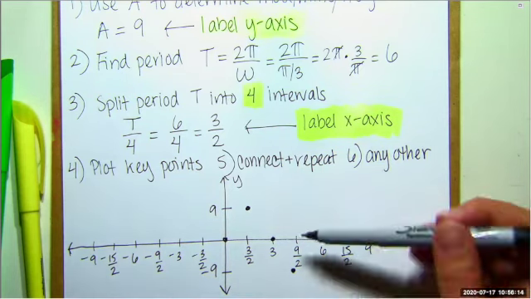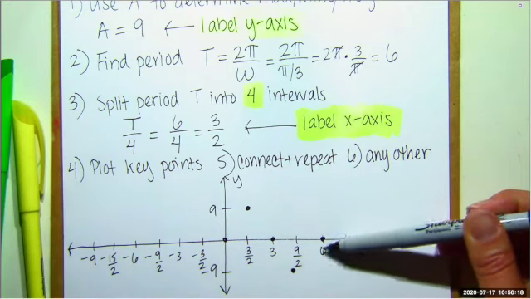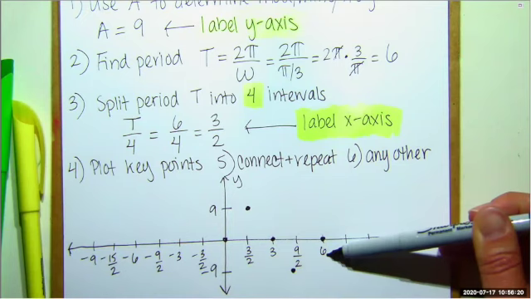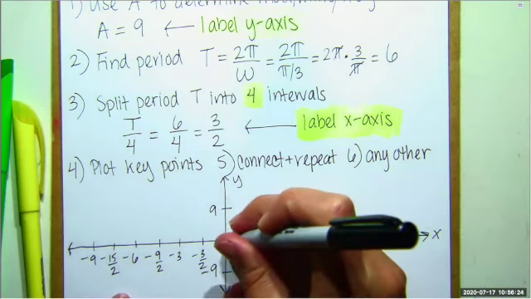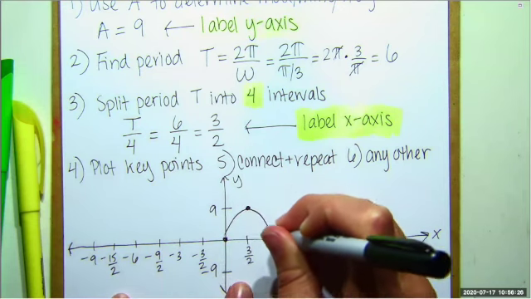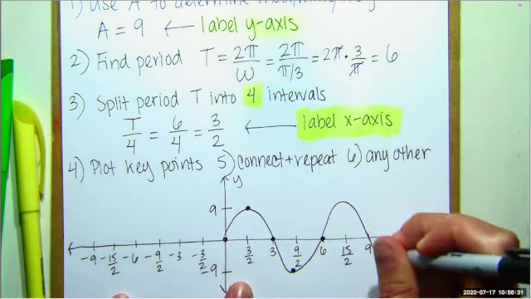So here's our key points. We figured out in step 2, our period was 6. So we nailed it, right? We have one period done right at 6. So those are our key points. Step 5 is connect this and repeat this. So connect, repeat.